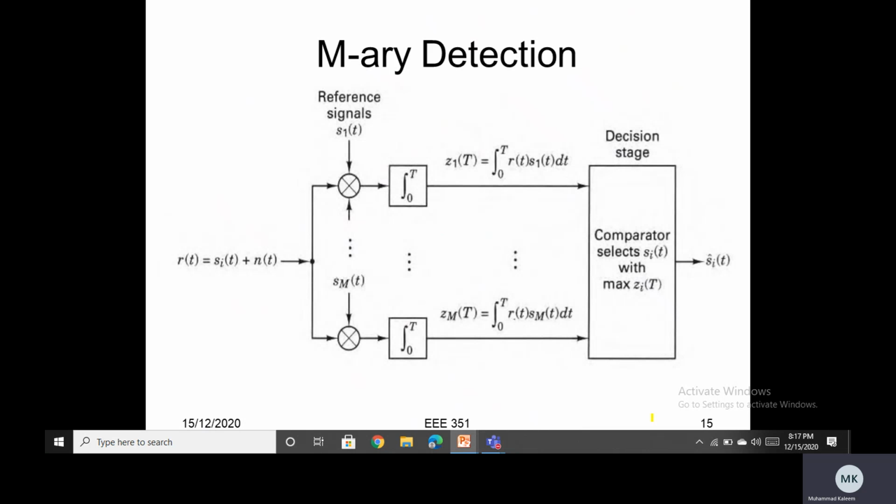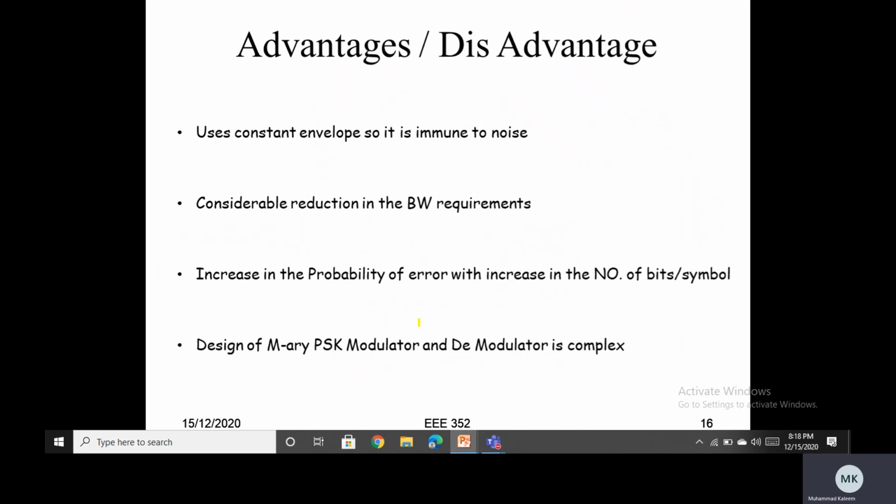In case of M-ary, we could use a bank of correlators, and this circuit was also discussed before to detect different symbols. So whatever the value of M is, use that many correlators, a bank of correlators, to detect your M-ary signals.